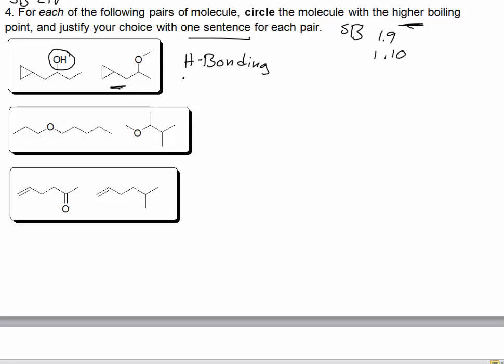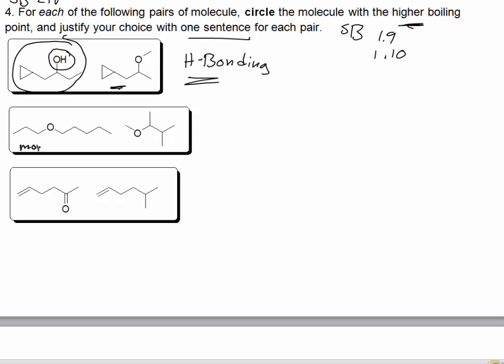So remember, we're looking for intermolecular forces. A lot of students just said there's more hydrogens here, there's more carbons. That's not a good answer. You didn't get credit for that. I want a specific intermolecular force that's not present in the other molecule or is more strongly present in whatever molecule you circled. So we should circle this one. It has hydrogen bonding. That's all you have to answer here. That would be full credit for the first set.